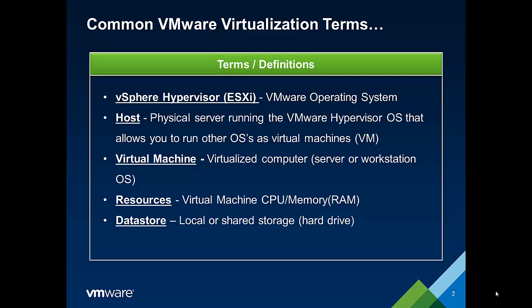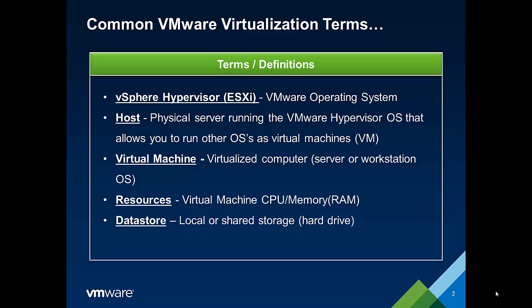A host is essentially a physical server that has our hypervisor loaded on it and is running virtual machines. So that is simply what a host is. A virtual machine is just a virtualized computer. Now that can be either a computer running a server or workstation OS. So it can be Microsoft server, Linux server, or maybe a Windows 7 desktop. It is a virtualized computer running on an ESX host.